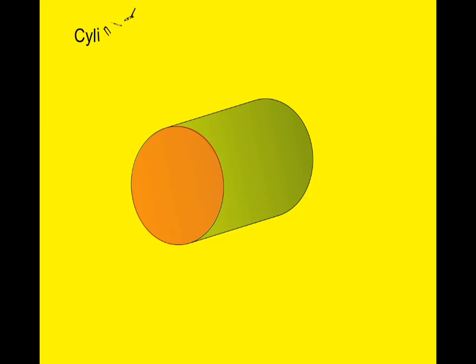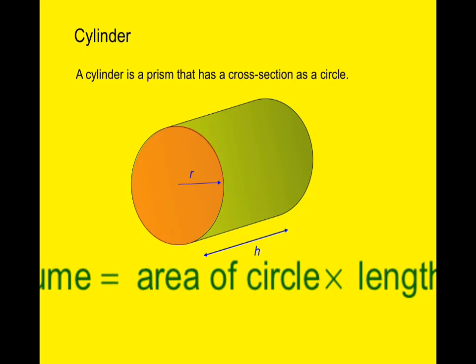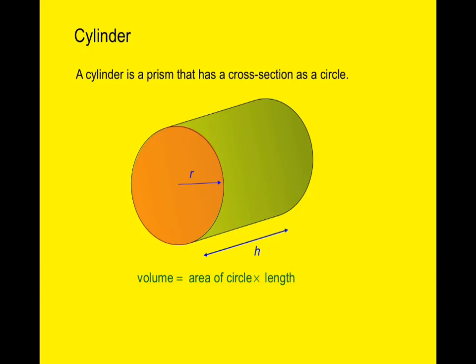Looking at that more closely, the length from the centre of the circle to the outside is called the radius R, and this is normally known as H, because normally these are stood up on edge, and therefore the volume is the area of the circle times the length. As the area of the circle is pi r squared, the volume of a cylinder is pi r squared times H.